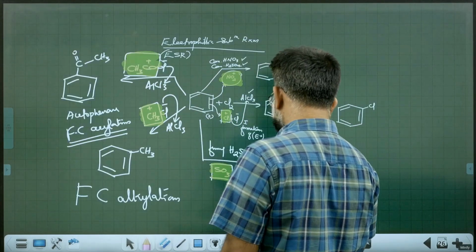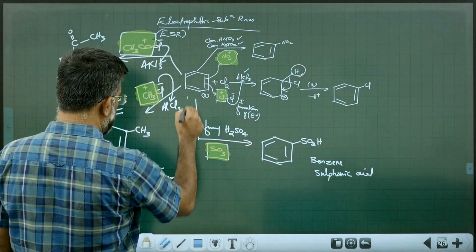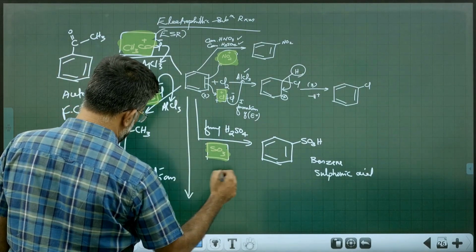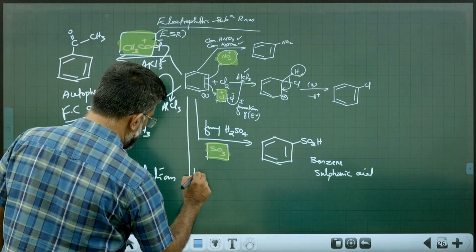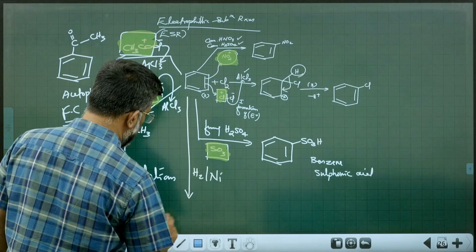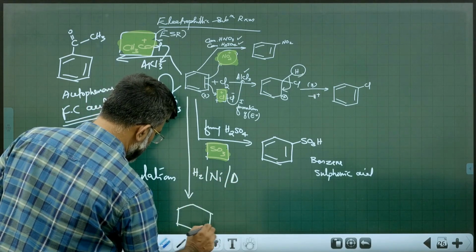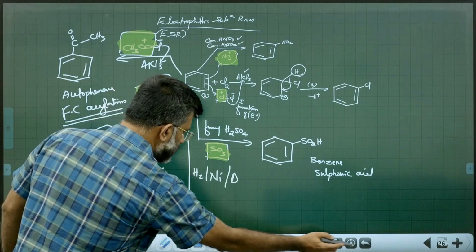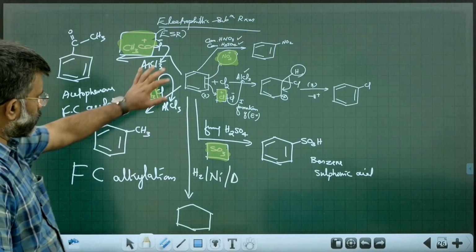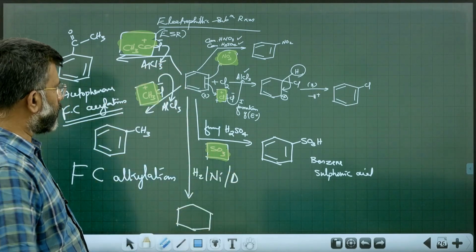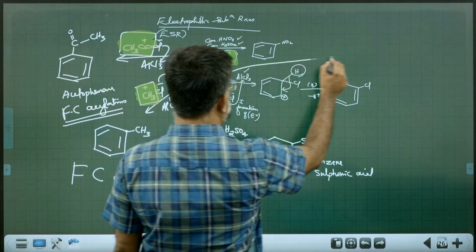You can reduce benzene with excess hydrogen under catalytic and high temperature conditions. H2 with nickel under vigorous heating, you can get all three double bonds saturated. You get cyclohexane. Excess hydrogen with the catalyst under vigorous conditions. Now even this reaction you can conduct excessively.